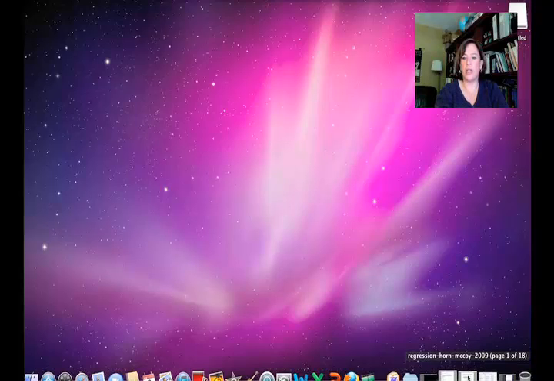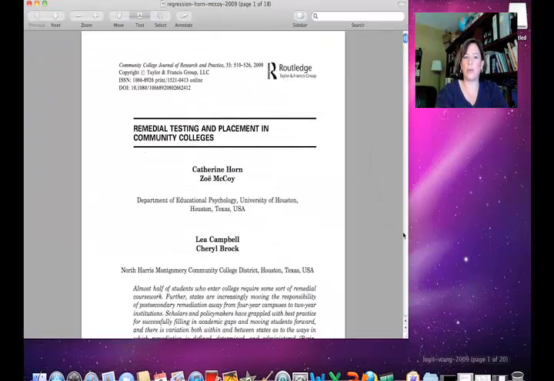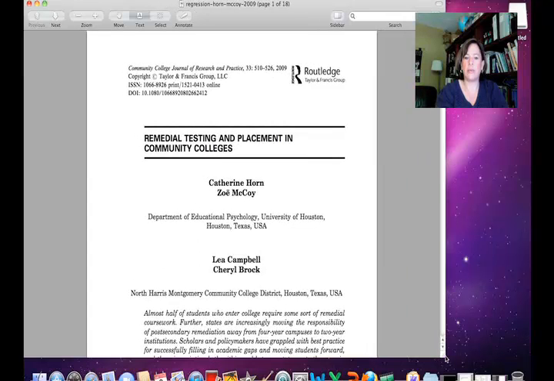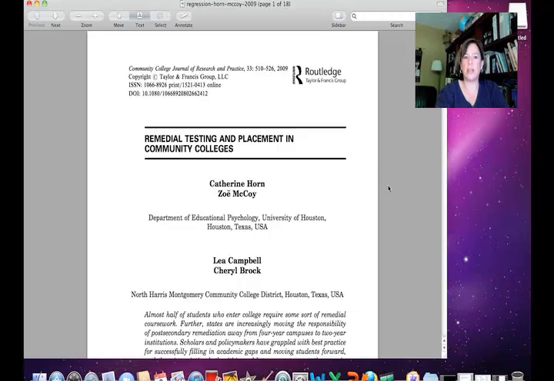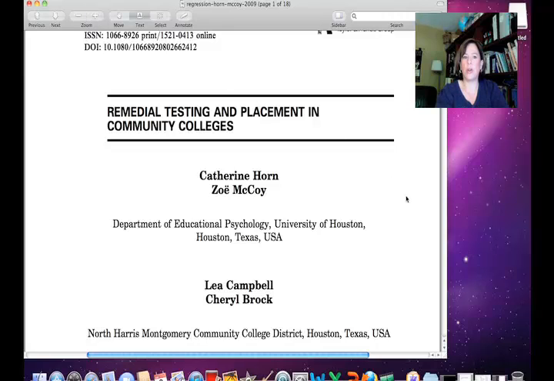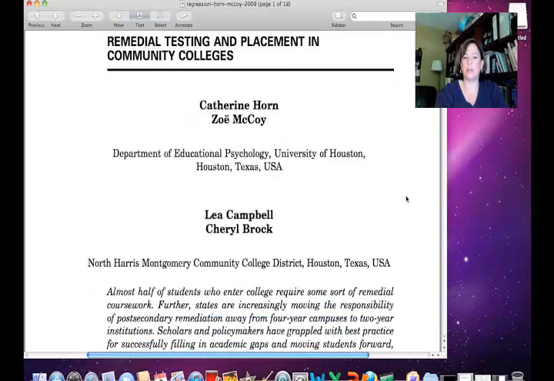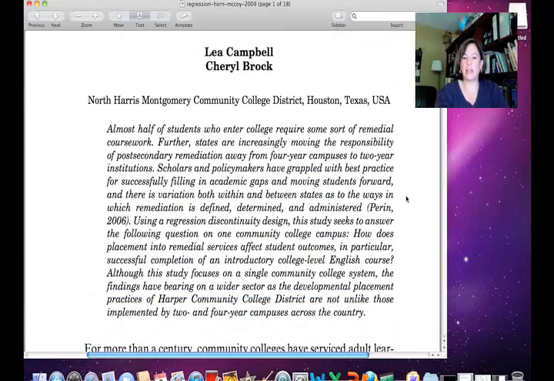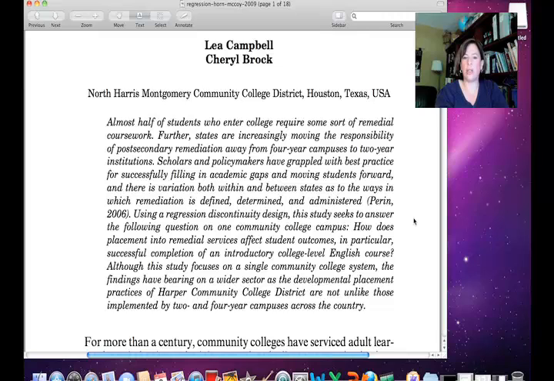The 2 articles that need to be read for this article critique. You'll be picking one of these for the first article critique. This article comes from the Community College Journal of Research and Practice. 2009 it was published. Called Remedial Testing and Placement in Community Colleges. Here's the abstract. Again, very informative, short paragraph about what the research is about.